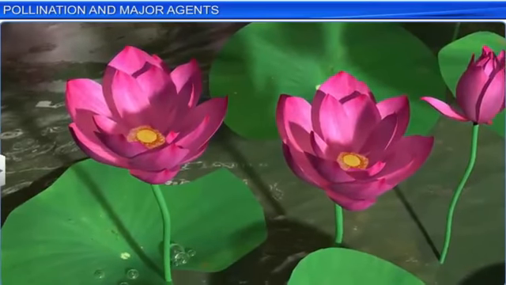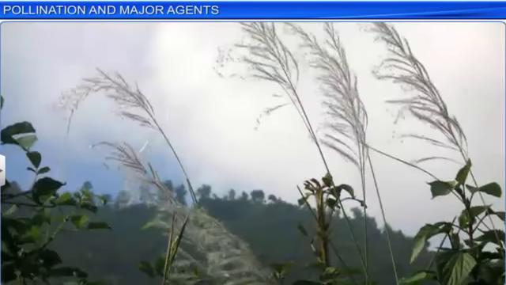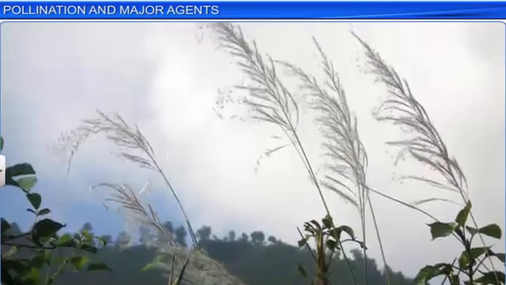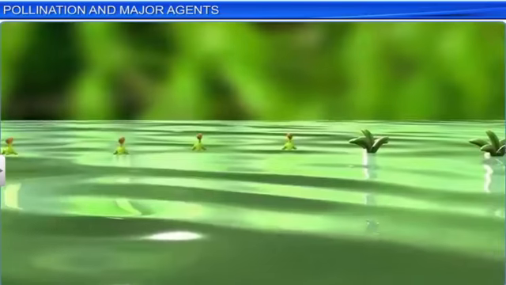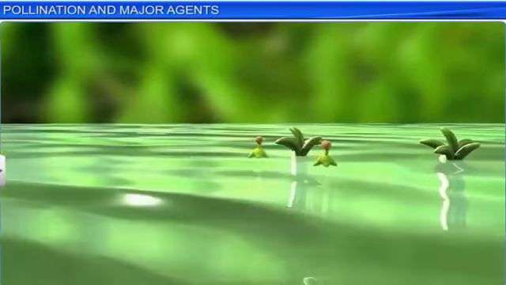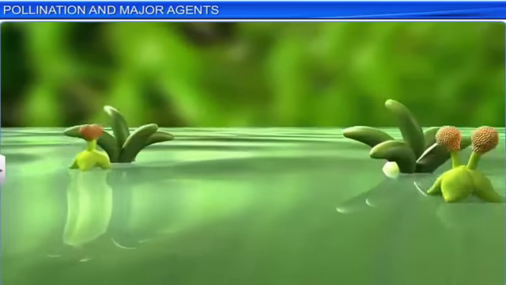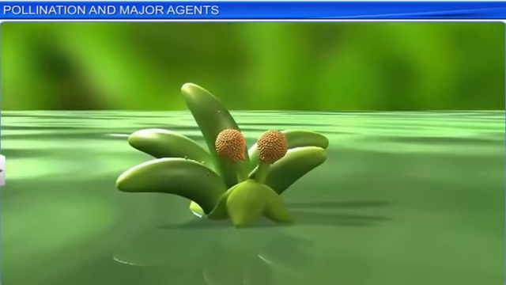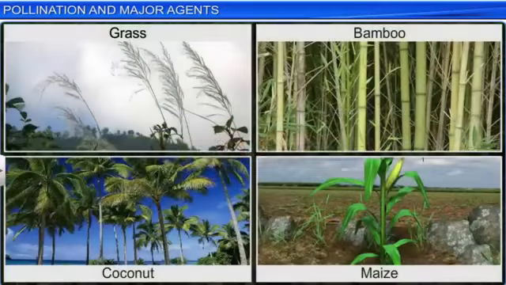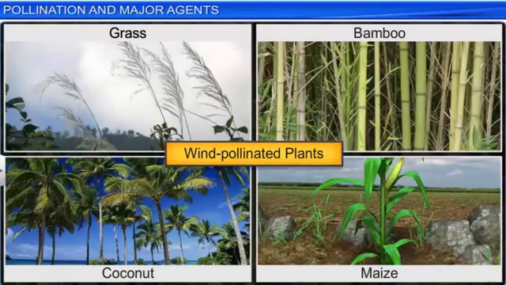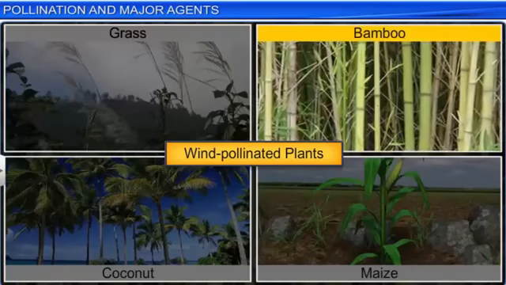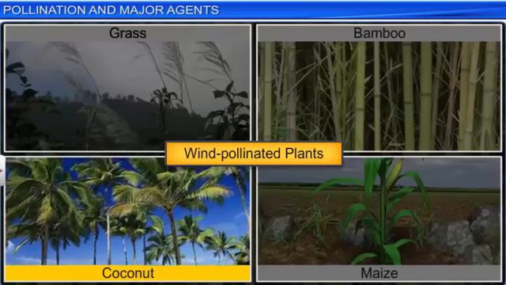Surprisingly, in aquatic plants, wind pollination, also called anemophily, is more widespread than water pollination. Wind pollination also occurs in terrestrial plants such as grass, bamboo, coconut, and maize.